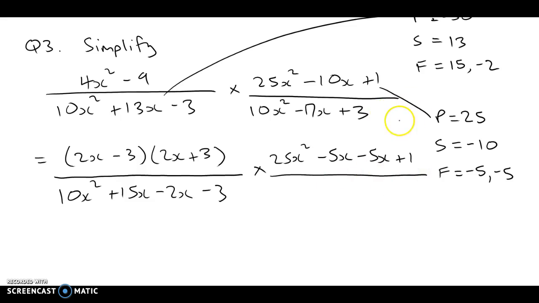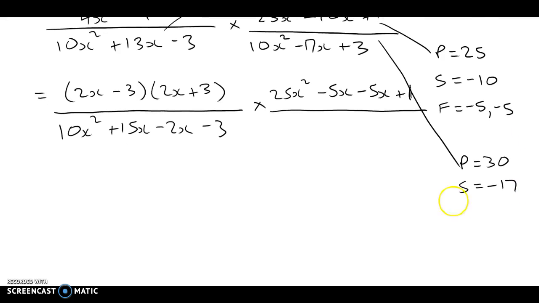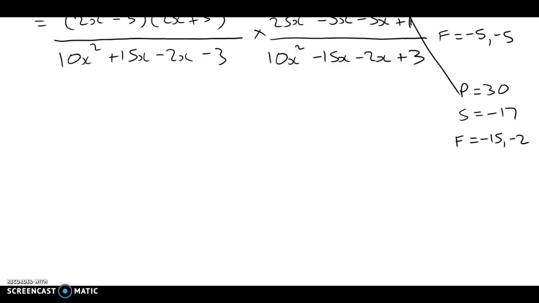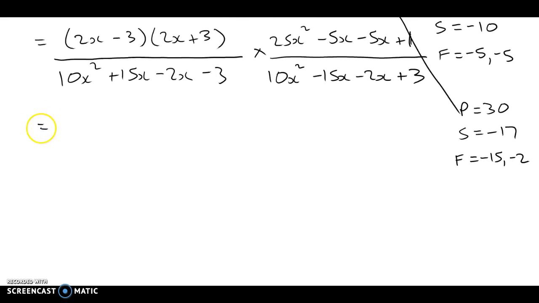Let's come over to this last one here. We're looking for a product of 30, a sum of minus 17, and therefore factors of minus 15 and minus 2. So that would be 10x squared minus 15x minus 2x plus 3. Alrighty. Now let's tidy up some of these expressions here.